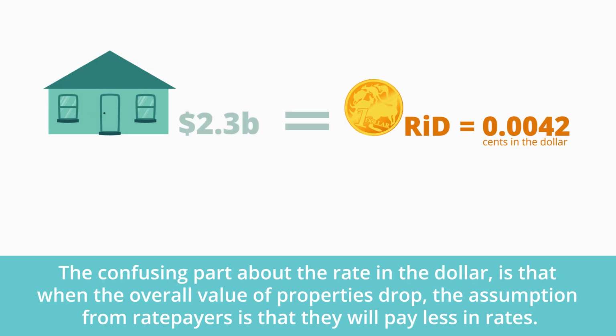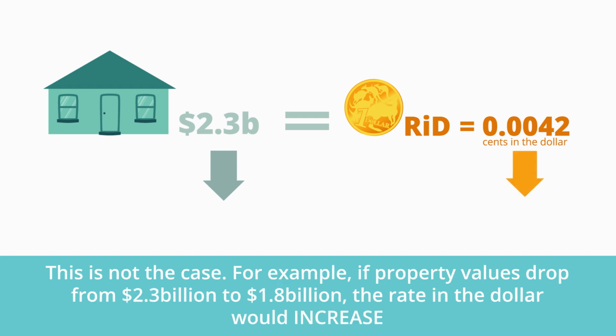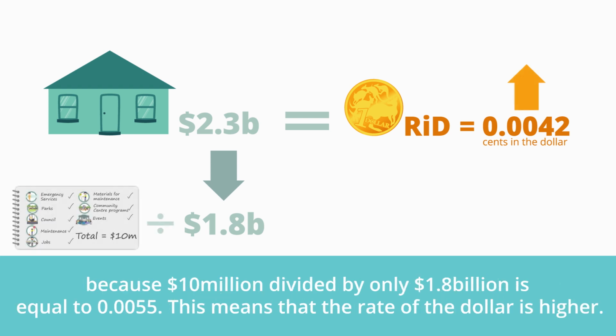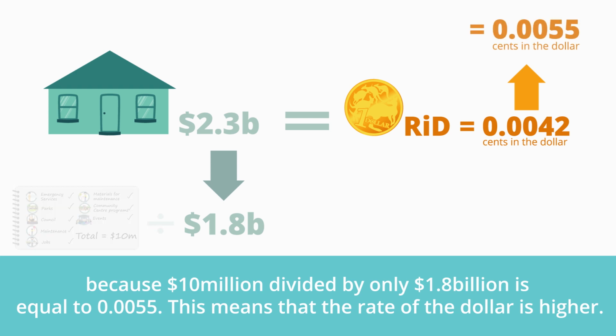The confusing part about the rate in the dollar is that when the overall value of properties drop, the assumption from ratepayers is that they will pay less in rates. This is not the case. For example, if property values drop from 2.3 billion to 1.8 billion, the rate in the dollar would increase, because 10 million divided by only 1.8 billion is equal to 0.0055. This means that the rate of the dollar is higher.